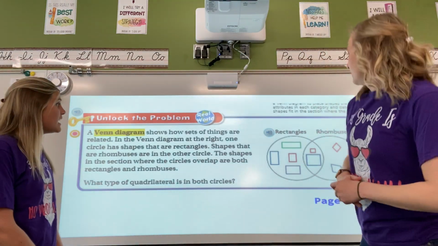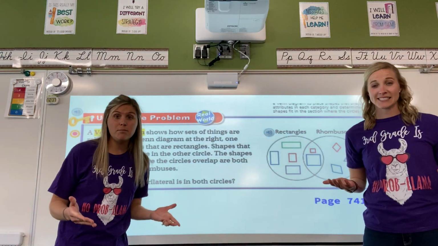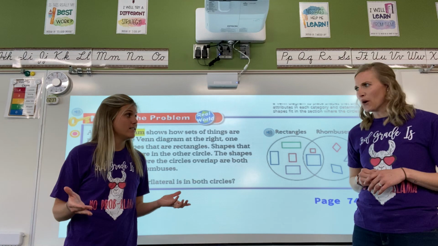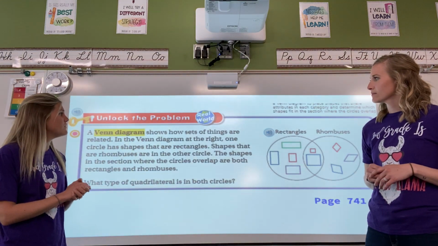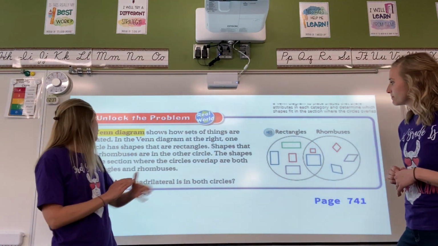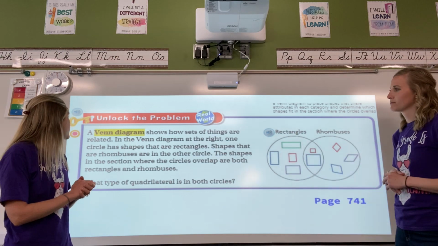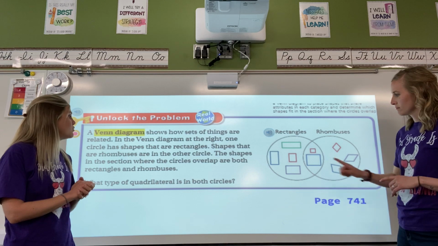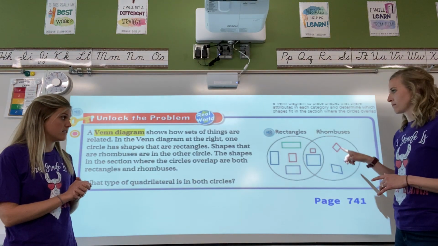All right, so today you're going to be dealing with a lot of Venn diagrams. And I know we've seen these before in reading class, but we have not really seen them in math before. So it'll be kind of cool. But remember, a Venn diagram shows how sets of things are related. In the Venn diagram at the right, one circle has shapes that are rectangles. Shapes that are rhombuses are in the other circle. The shapes in the section where the circles overlap are both rectangles and rhombuses.